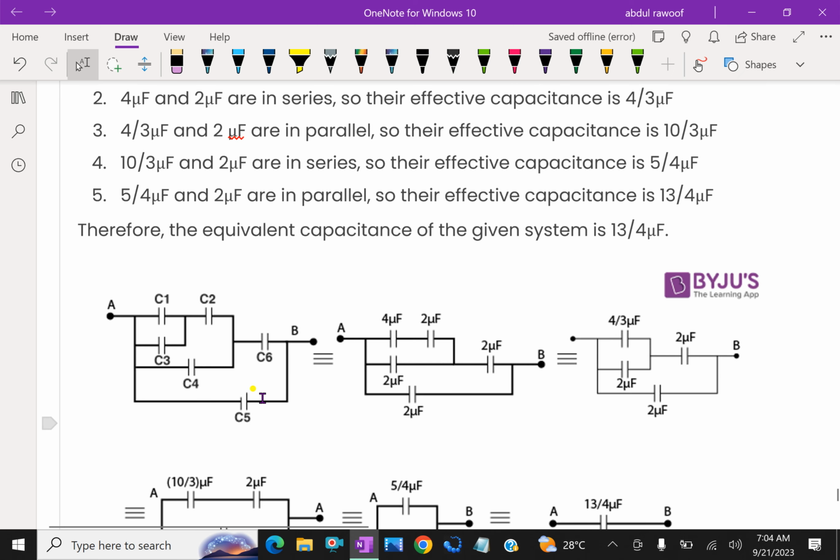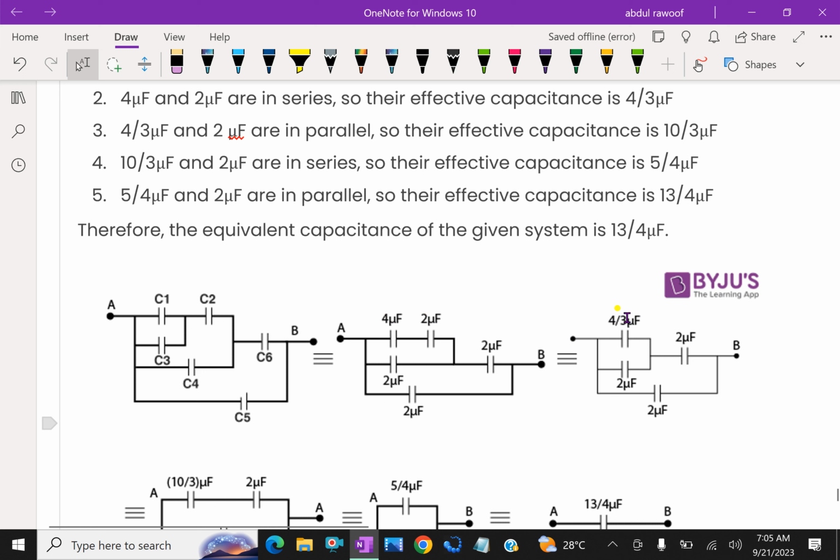Look, the first thing is that C1 and C3 are parallel, so we get 1 plus 3 is 4, and C2 is connected with this 4 in series. So we have 4 and 2 in series connection, and we have to get the effective capacitance, that is 4 by 3 microfarad between these two.